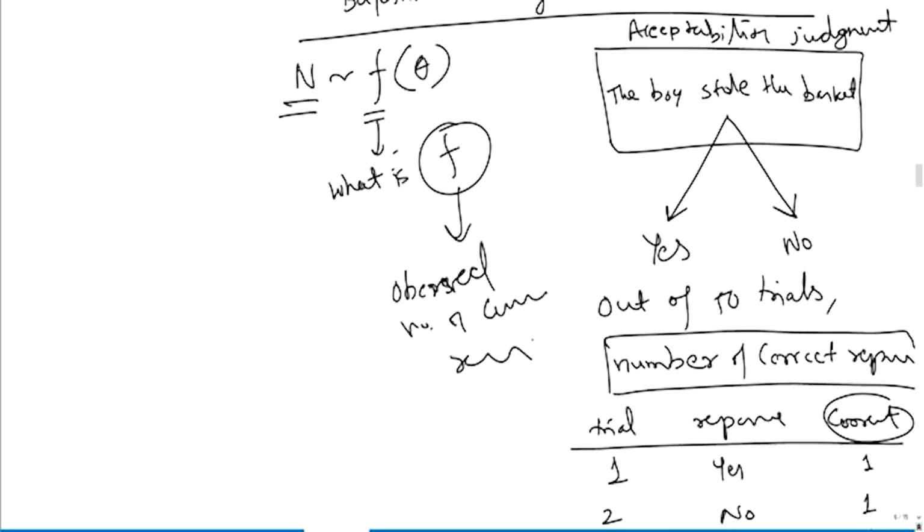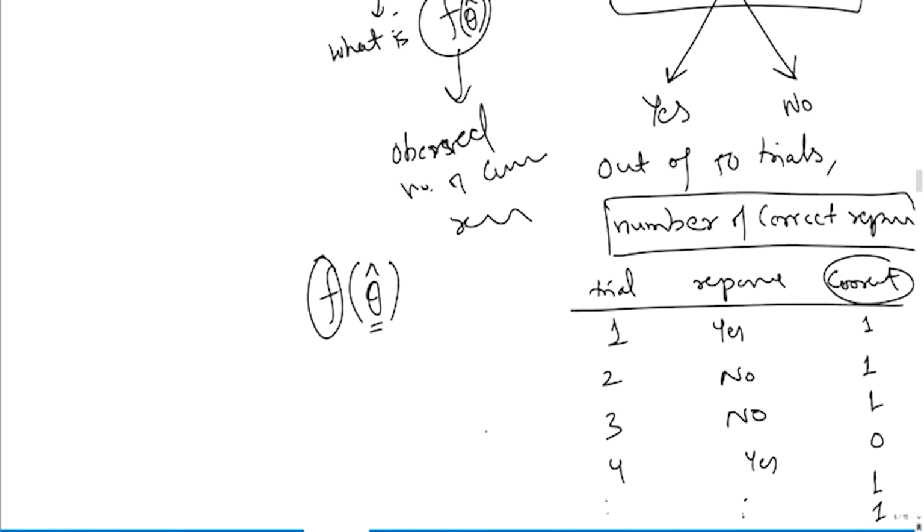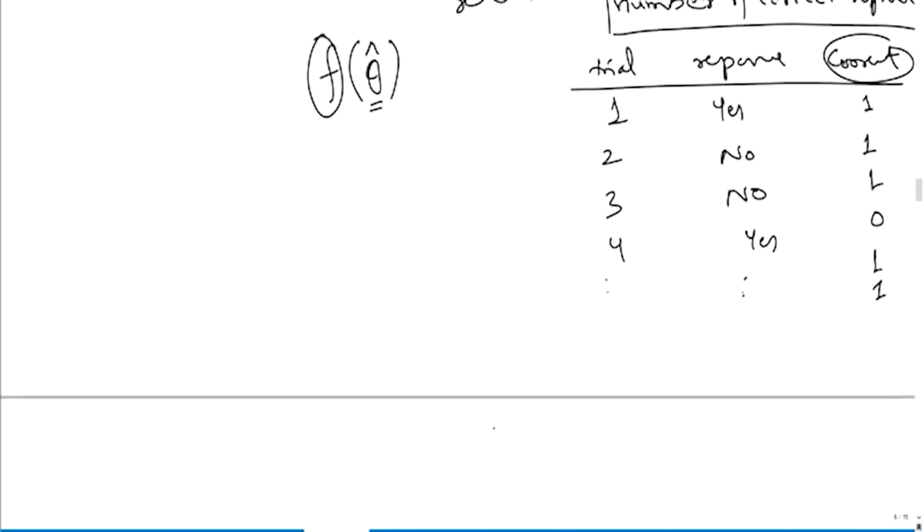Also, not just f, but exactly what value of theta as well. So we want to figure out: what is this function f? What is the underlying generative process f? And what is the underlying true value of this parameter theta that produces the observed number of correct responses? Now, how do we do this in the Bayesian framework?